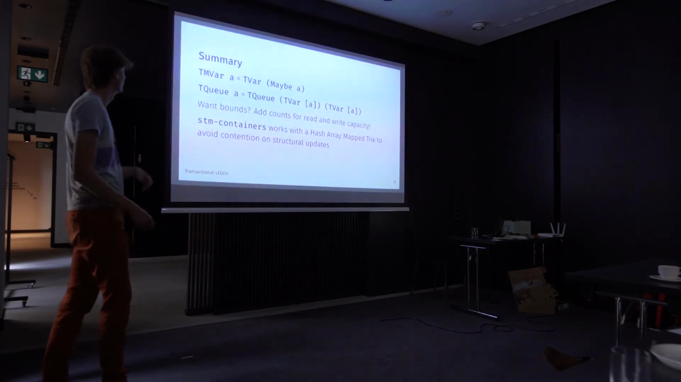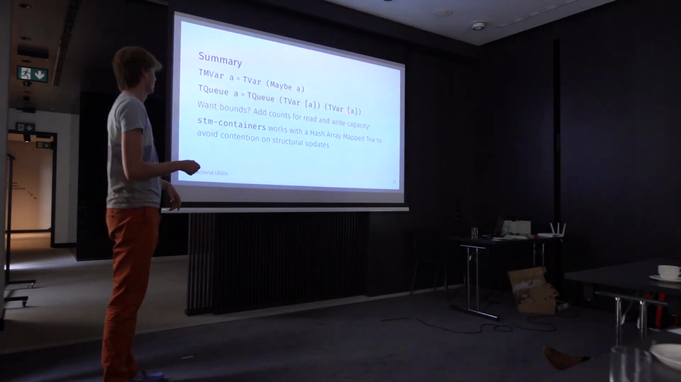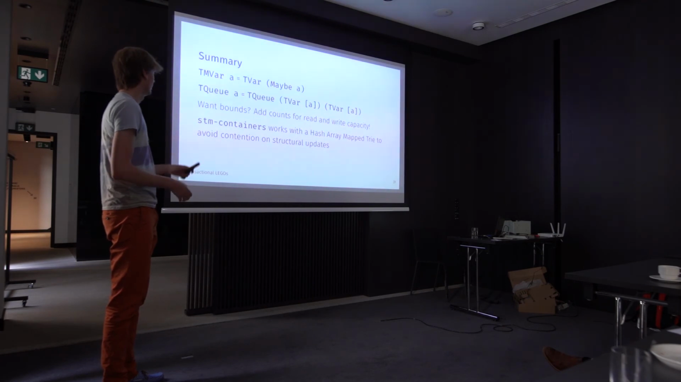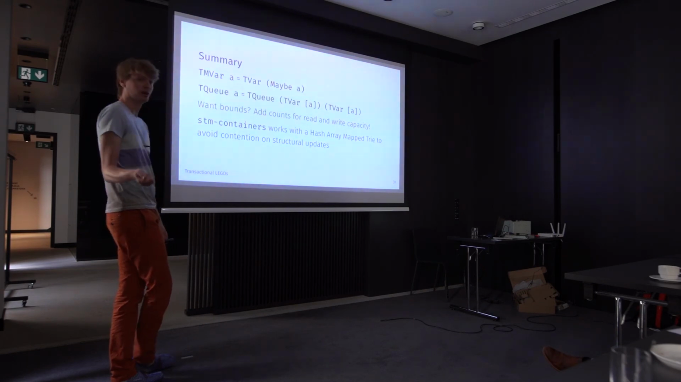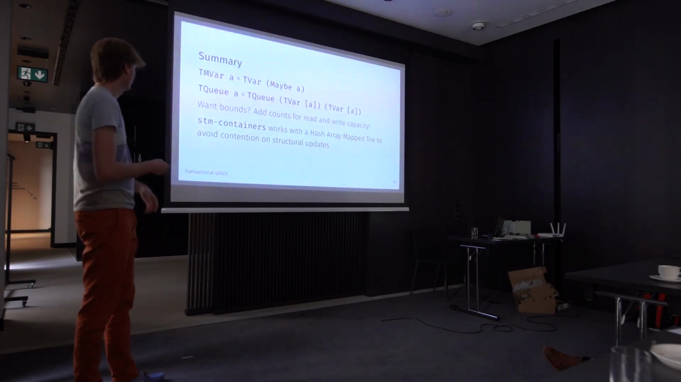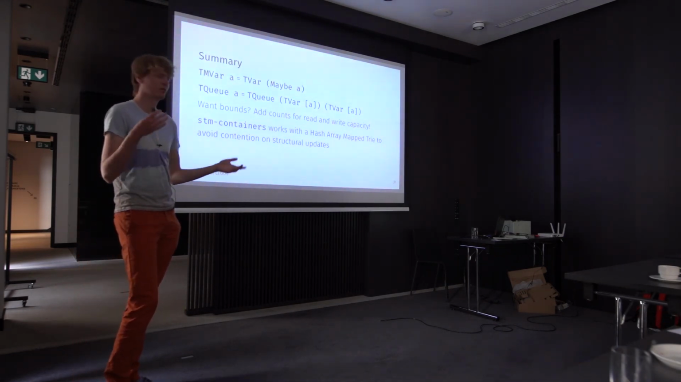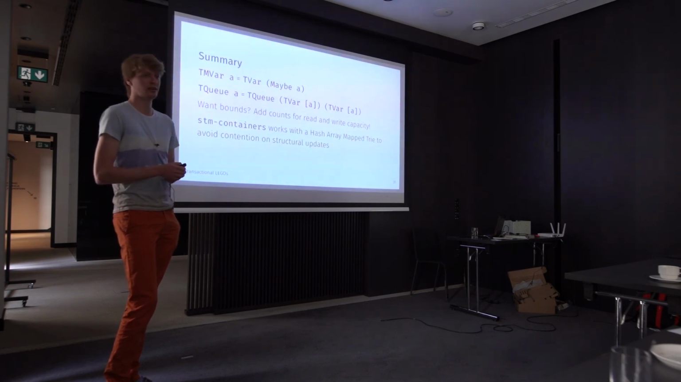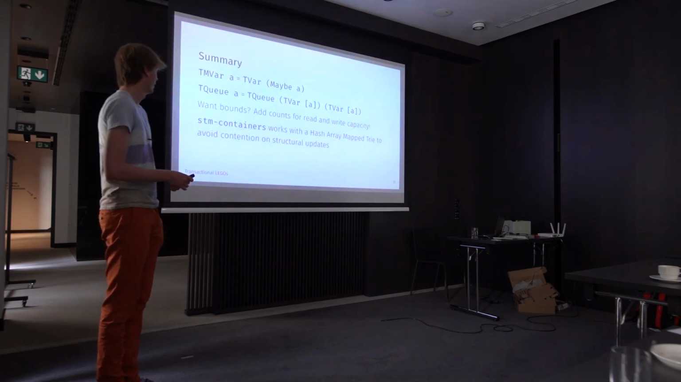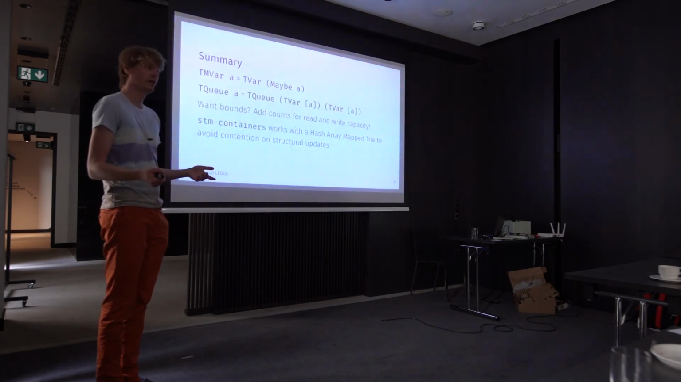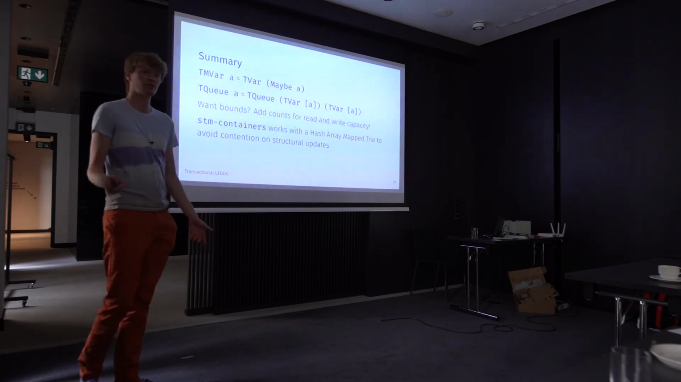As a summary, we have TMVars, which are TVar Maybe A's. We have TQueues, which are TVar list of A's, TVar list of A's. If you want bounds in your queues, you can add counts for read and your write capacity. And the STM containers package provides a whole bunch of, like 5 or something, different data types, all based on this hash array mapped tree. And this allows you to have containers which you can share over multiple threads, actors, STM writers, without any contention when you have structural updates.